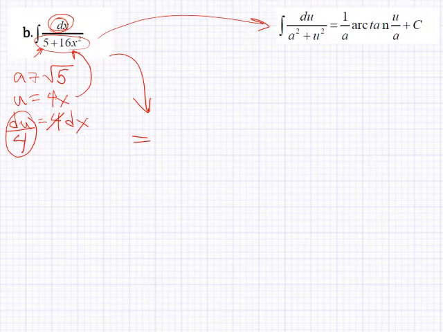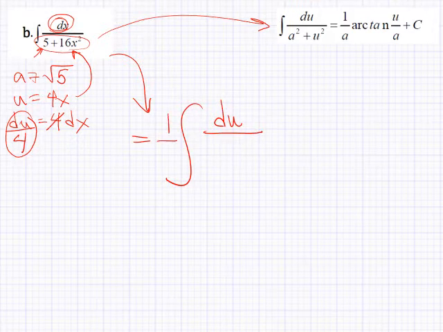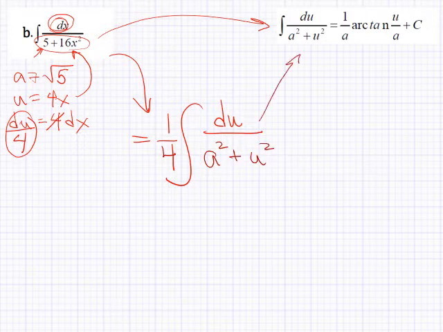So what do I end up with? I end up with the integral of dx, but dx is du over 4, so the over 4 I'm going to pull out to the front with this constant multiple. Just makes things a little bit easier. And then I get 5, which is a squared, because a was the square root of 5, plus 16x squared, which is u squared. Well, that's exactly what we're looking at here. So this should be 1/4, because it's a constant multiple, times the integral.